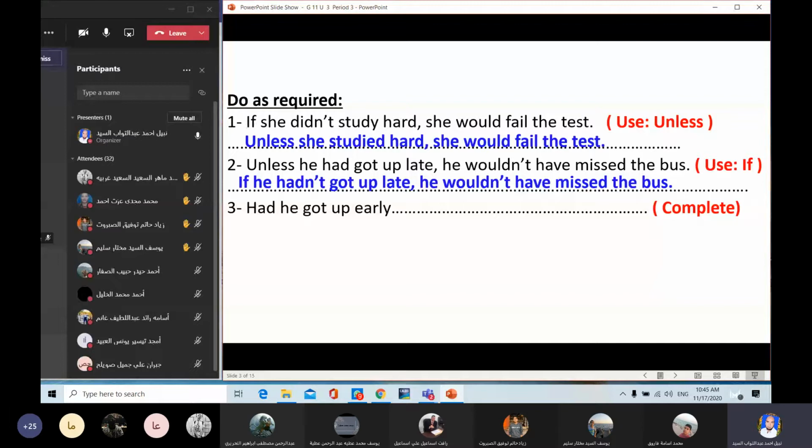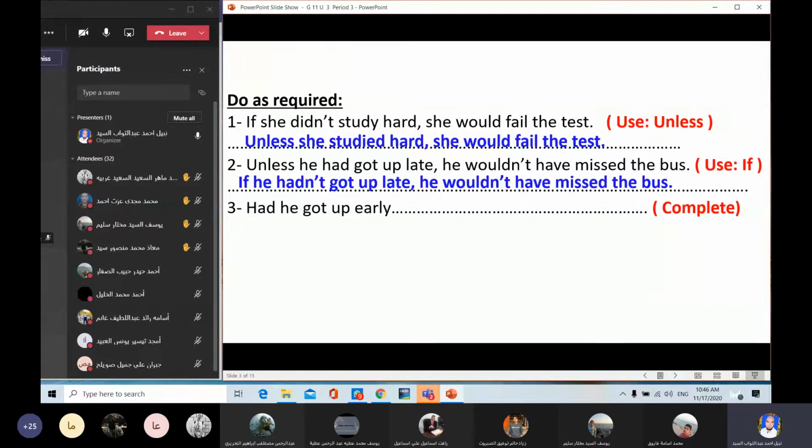Okay. Complete the third sentence. Had he got up early. Notice there is no if here. Had he got up early means if he had got up early. When we delete if, we start with had. It's called inversion, as we studied in tenth grade. Inversion: we use the helping verb at the beginning of the sentence. Had he got up early, complete.